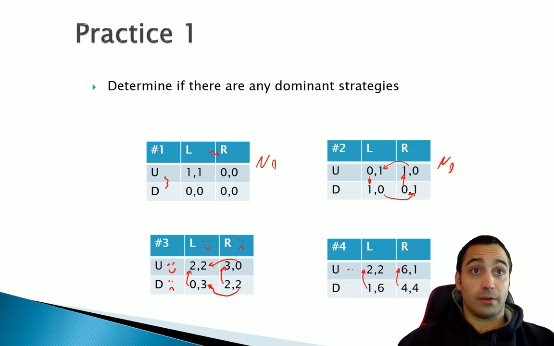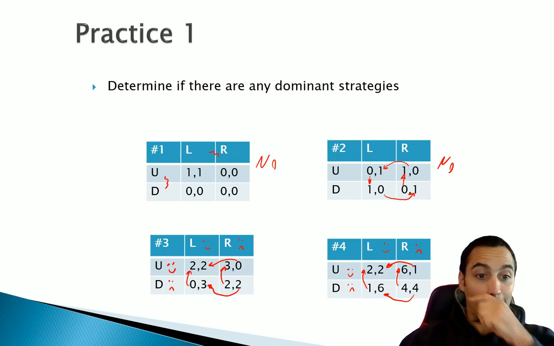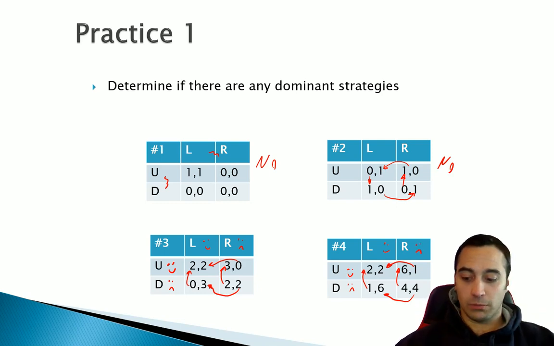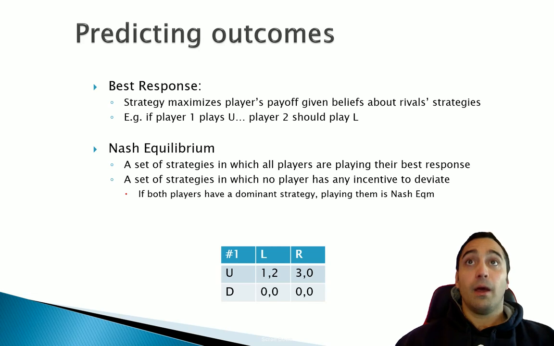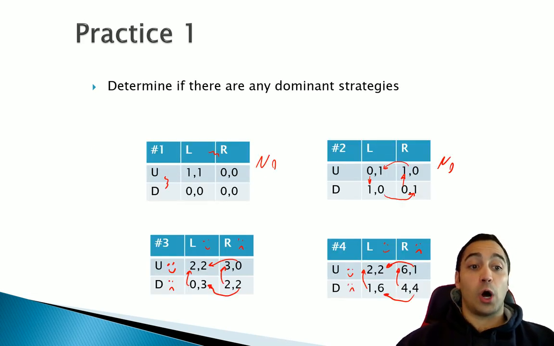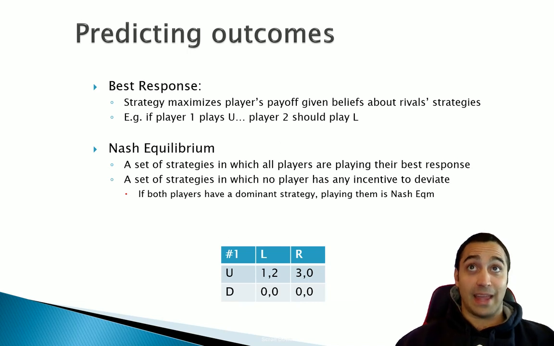That means dominant, dominated. Similarly, 2 beats 1, 6 beats 4. That means dominant and dominated. Hopefully you have those all right. Moving on.